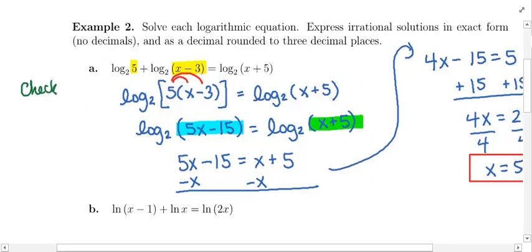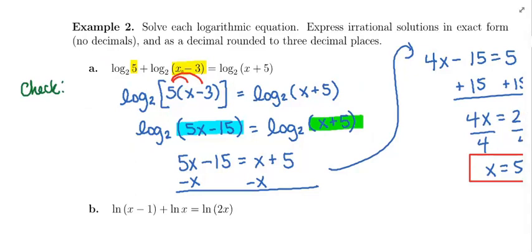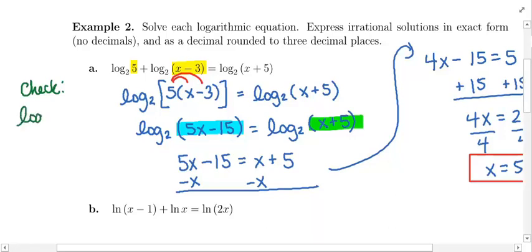If you look at the first logarithm, there's not even an x involved, so you're not even plugging in. On the second logarithm, there is an x, so let's see. If we're going to get log base 2 of x, which is 5, minus 3. This is going to be log base 2 of 2, okay? You're taking the logarithm of a positive number, so you're going to be fine here.